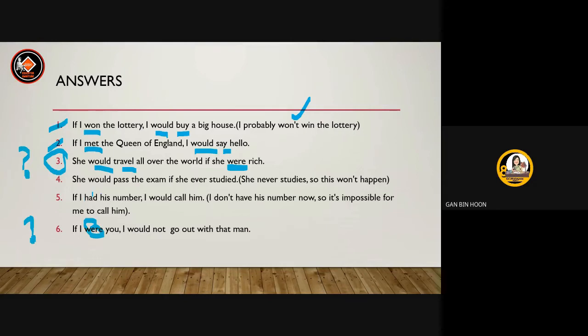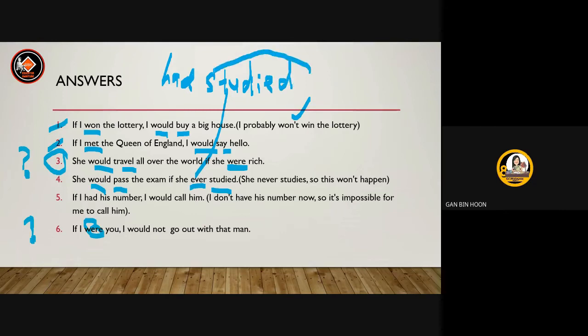Okay, let's look at number 4. She would pass the exam if she... Just now somebody said if she had studied, right? If she ever studied. You cannot use had. Okay, good, because you understand the function. But if you write had studied, dia tak jadi past tense. Because apa past tense for study? Studied, right?